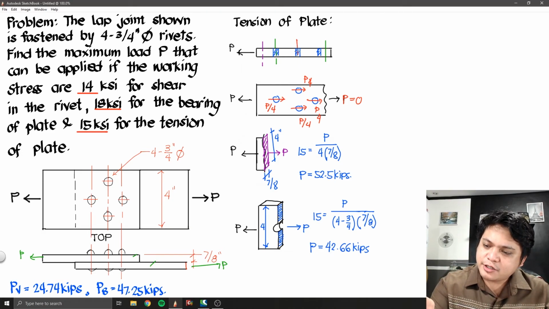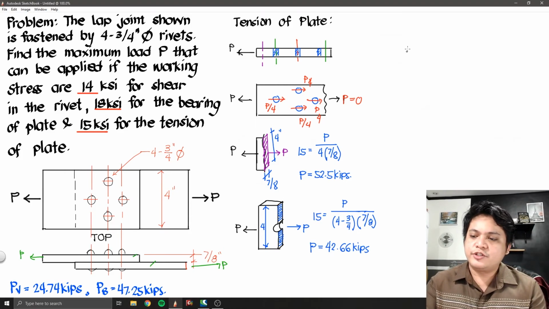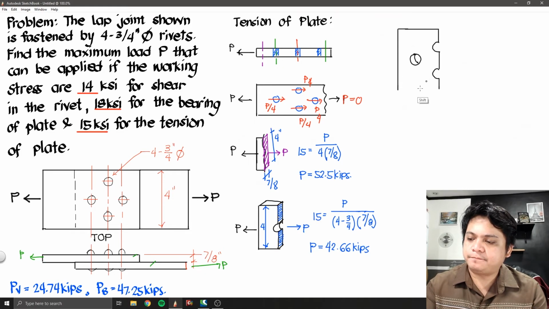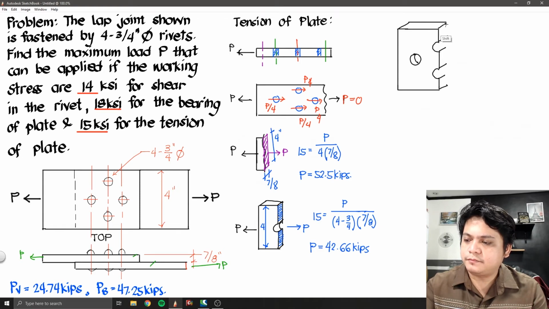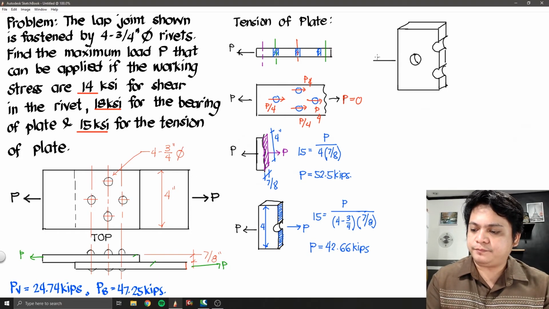I will cut the section on this part. Okay. So, how will it look? It will look like this one. Okay. So, one, two. Then, here, you also have this. Okay. Yan. Okay. And then, here is my force P.